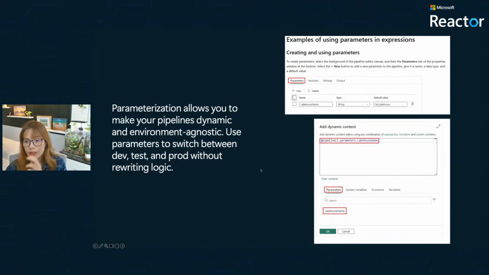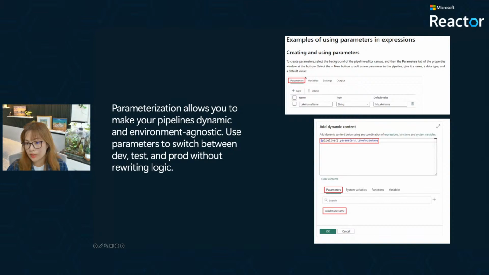Now, in order to do that, you will need to go into the pipelines, and when you select the background of the pipeline editor, you will see a parameters tab. You can click on plus New to create a new parameter. Like this example here is creating a lakehouse name with the default value of my lakehouse.